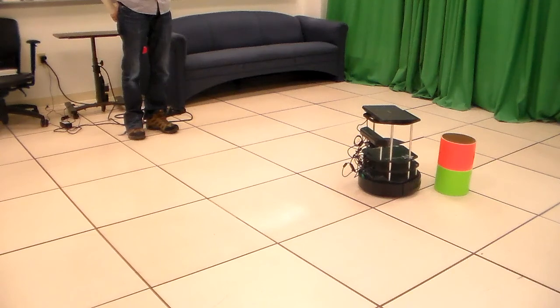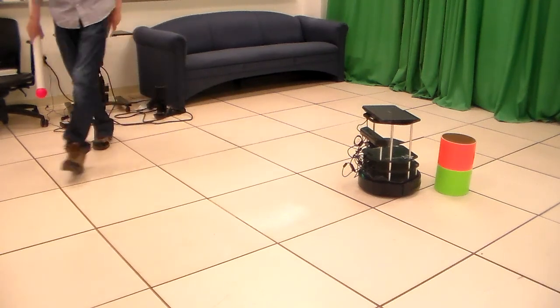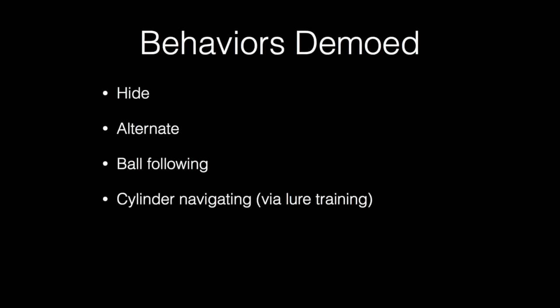This concludes our video demonstration of training a Turtlebot with reward and punishment. In this video, we showed 4 different tasks being trained: a hide task, an alternating movement task, ball following, and cylinder navigation using the ball as a lure.